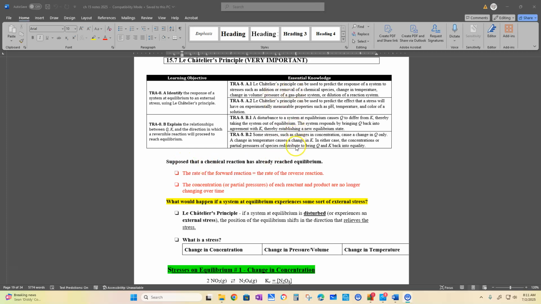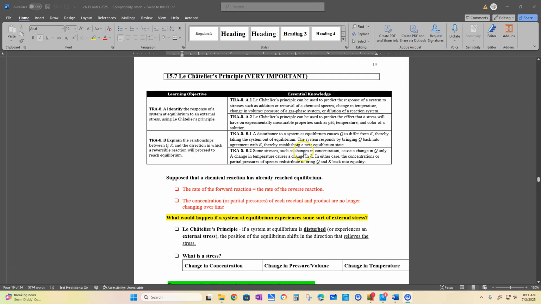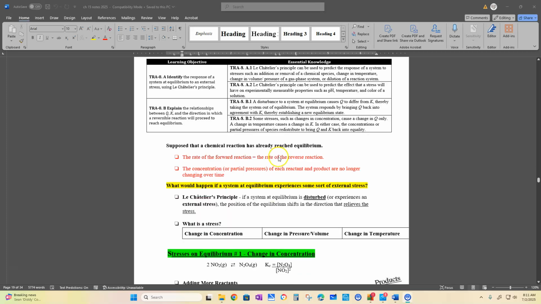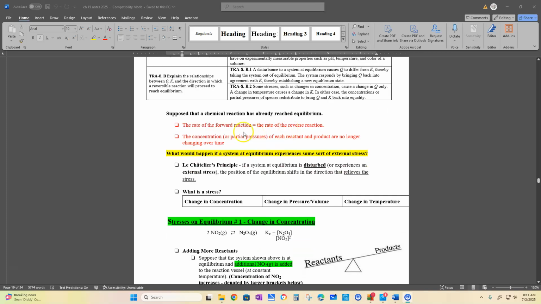Take a minute, read the learning objectives. This is big, okay? Because you're going to see this topic, K versus Q, in a couple of other chapters coming up. All right, annotate, highlight, make some notes, and here we go.